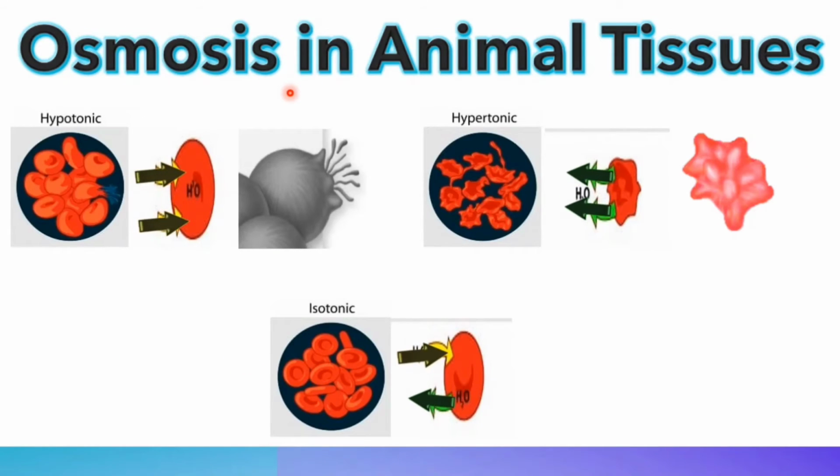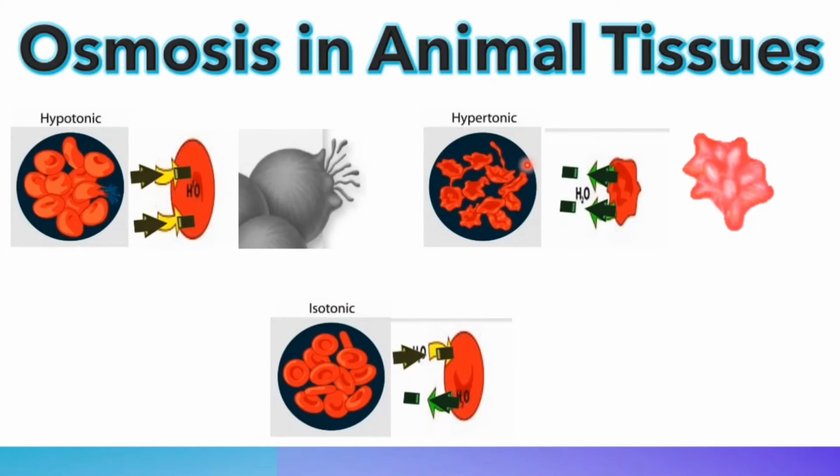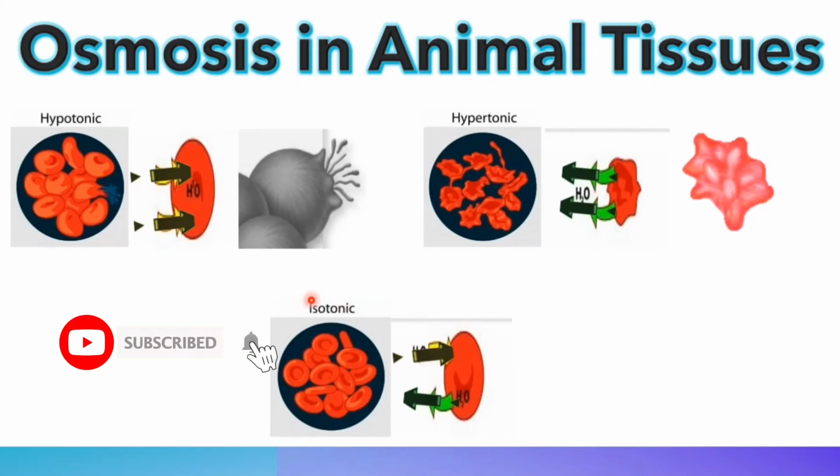Osmosis in animal tissue. When you keep the RBC in a hypotonic solution, water enters the cell and it becomes turgid. With more turgor pressure, the cell bursts and becomes a ghost cell. Animal cells don't have a cell wall, so they can't hold the turgor pressure. When you place the animal cell in a hypertonic solution, water leaves the cell and it becomes shriveled, or we can also say crenated. In the isotonic solution, the red blood cells remain the same.